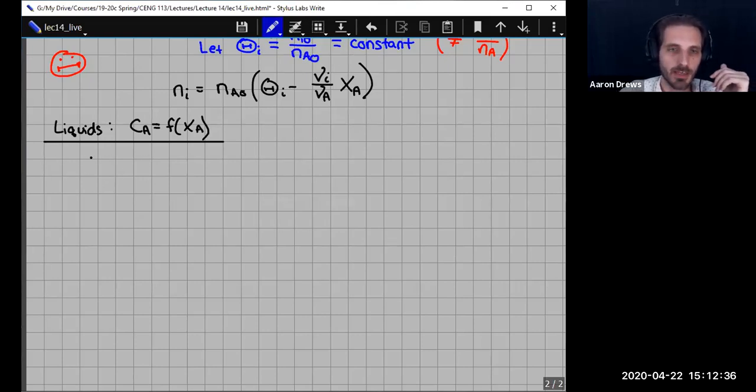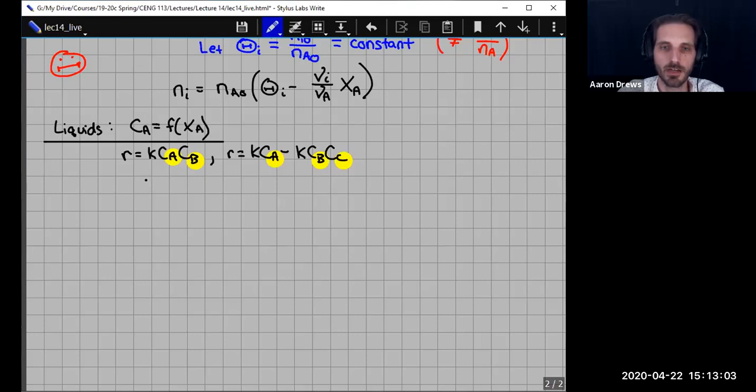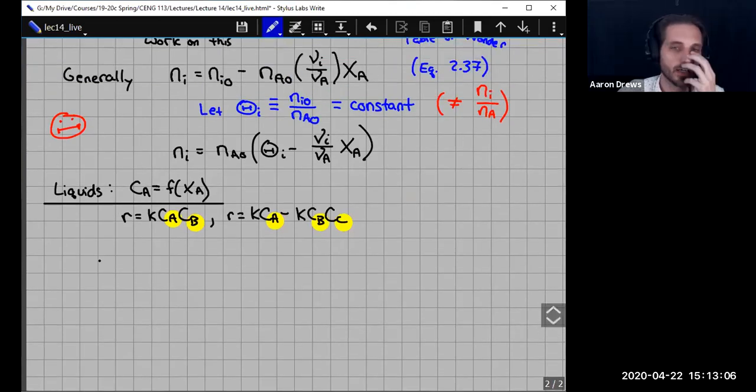So if we wanted to do something like that, and maybe our rate was k C_A C_B, or maybe it was k C_A, I don't know, minus k C_B C_C. Generally, what we're interested in is how do we write the concentration of any species, whether it's A or B or C or whatever, how do we write the concentration of any species in terms of the concentration of A or conversion of A or something like that. So we start with the general expression for C sub I, which is moles of I divided by V. Still get that, right? That does not change whether it's liquid or gas or whatever. We always get that. Let's substitute in some things that we know.